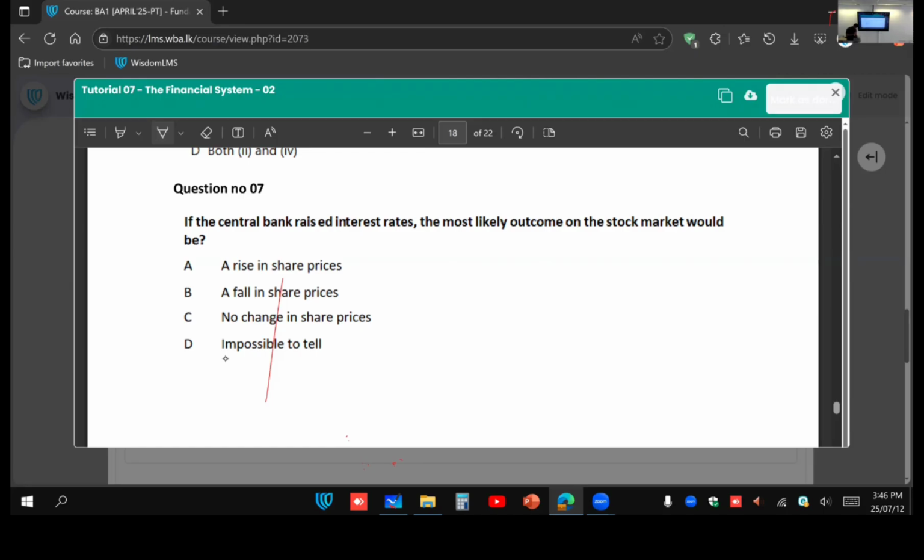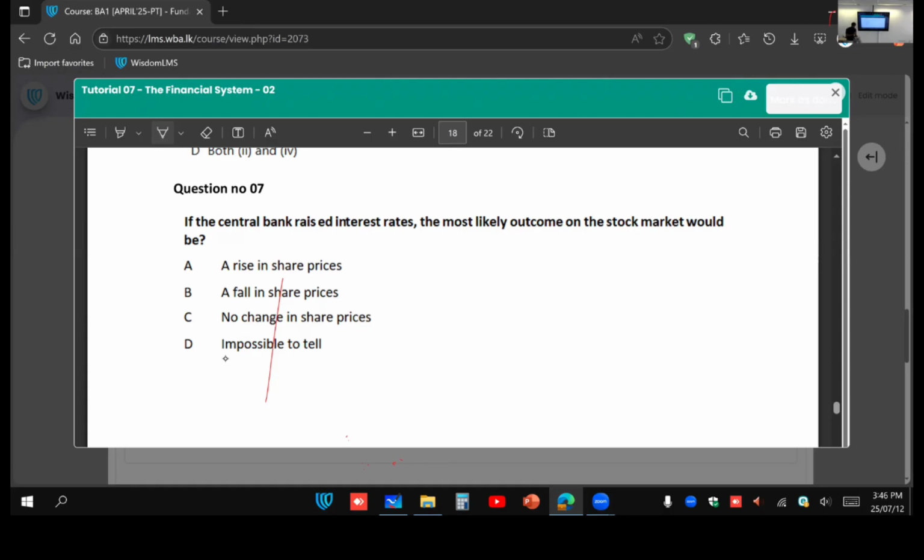Increase in interest rates. What's the answer? We suggested rise in share prices. Is it? Then what's the answer we gave for the previous one? A fall in interest rates. No, in the previous question, they were asking which of the following would be expected to lead to a rise of share prices. Fall in interest rates, right? So this question is asking if the central bank raised interest rates, what is the most likely outcome on the stock market.